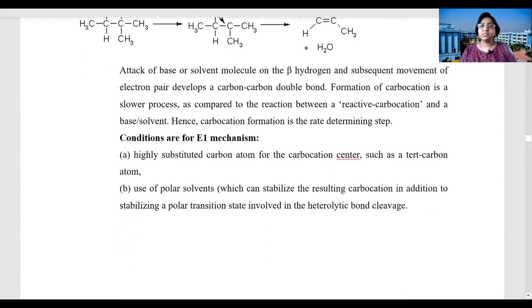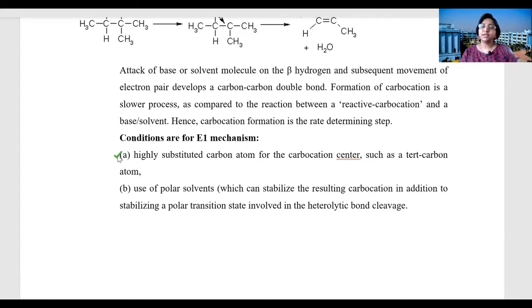So what are the conditions of E1 mechanism? Number one, a highly substituted carbon atom for the carbocation center, such as a tertiary carbon atom. So why are we getting the tertiary? It is preferable for tertiary carbon, because when we do the elimination process, the mass is a huge amount, or the number of particles is more than enough.